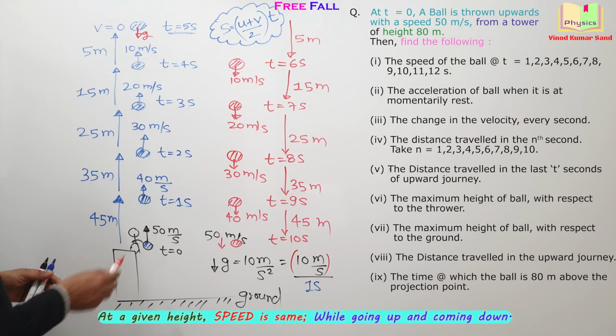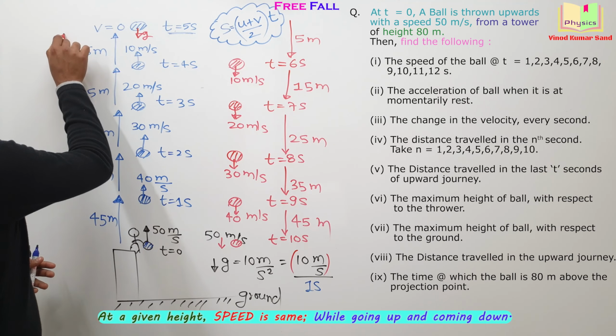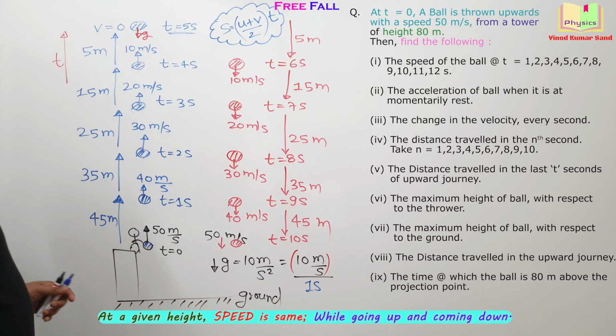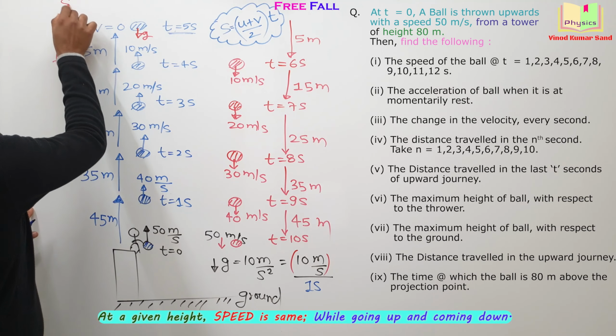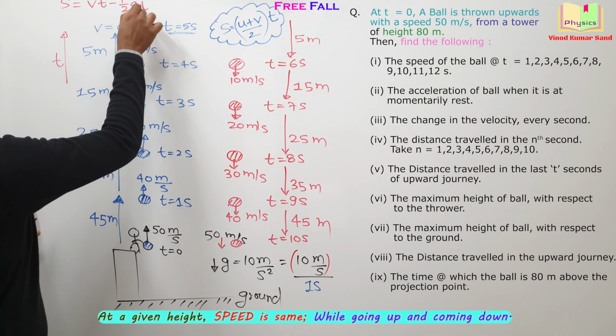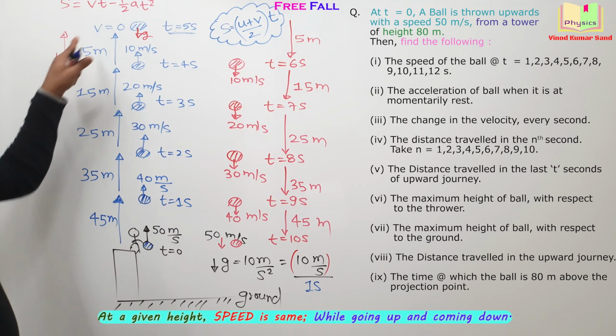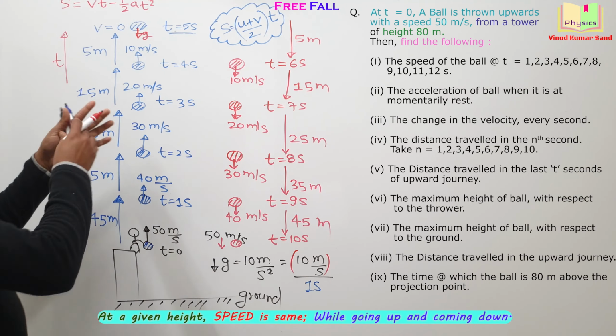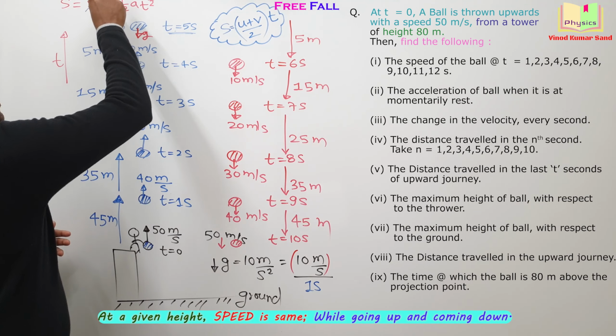How? Let's pay attention. Suppose this time interval is t seconds and we want the distance traveled. So we can use S is equal to Vt minus half At square. What is the velocity at the top? 0. So this term vanishes.